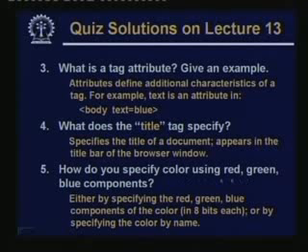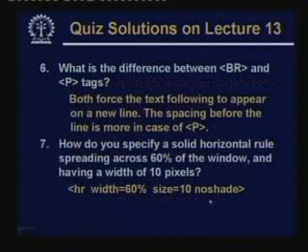How do you specify color using red, green, blue? Well, this can be done either by specifying the red, green, blue components of the color in 8 bits each. This we have seen; you can do it in hexadecimal, or by specifying the color by name. There you need not specify it by red, green and blue. What is the difference between BR and P? Both provide you a line break, but in case of P the spacing before the line is more.